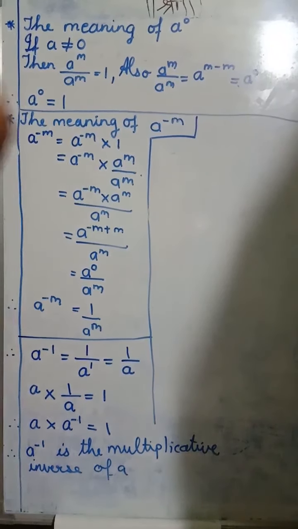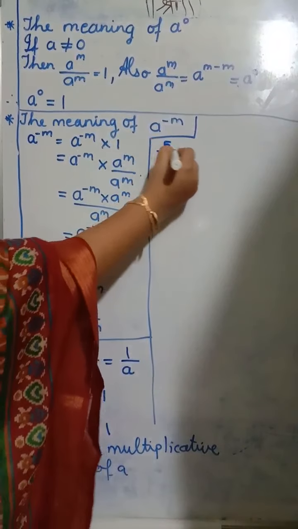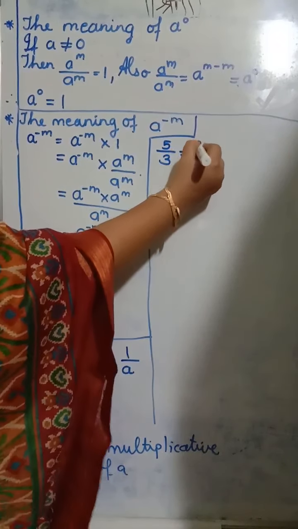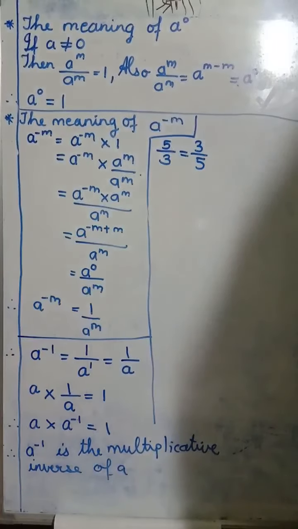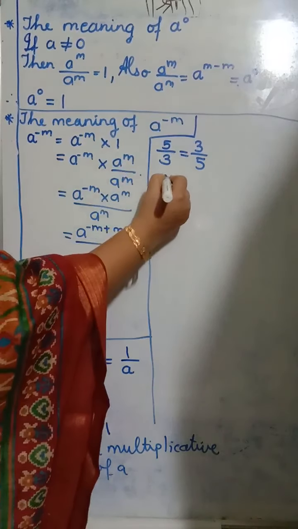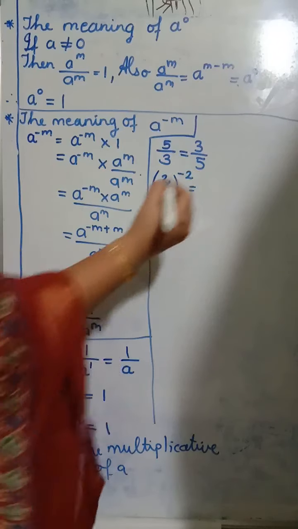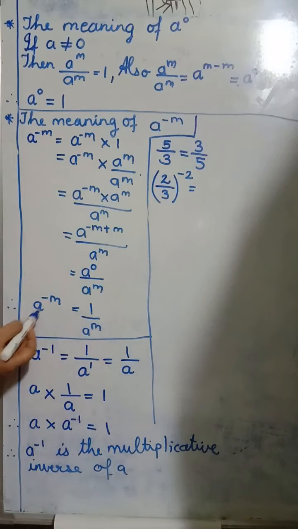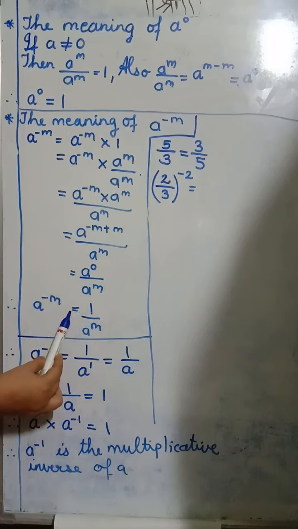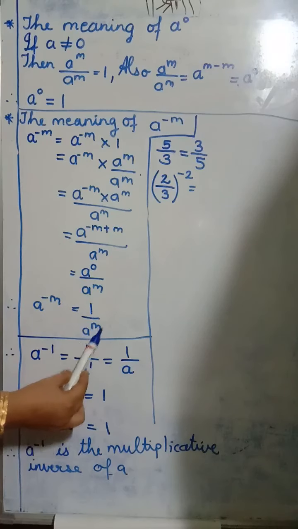Now tell me the multiplicative inverse of 5 upon 3. Yes, it is equal to 3 upon 5, or we can also say reciprocal. Okay. Now if I take a sum like this, that is 2 upon 3 raised to minus 2. Is this in this form? Our a is what? 2 upon 3. Our negative m is what? Negative 2. A raised to minus m, how can we write it? It is equal to 1 upon a raised to m.